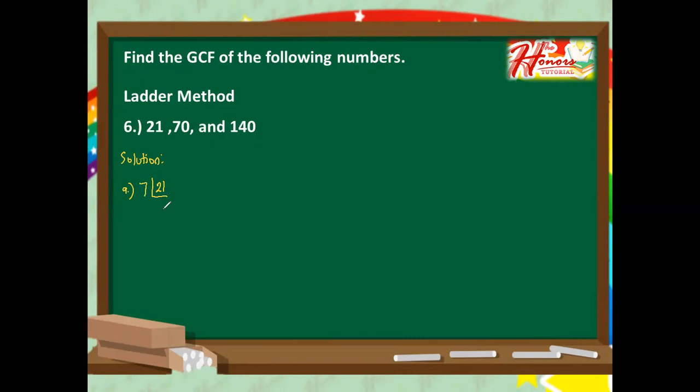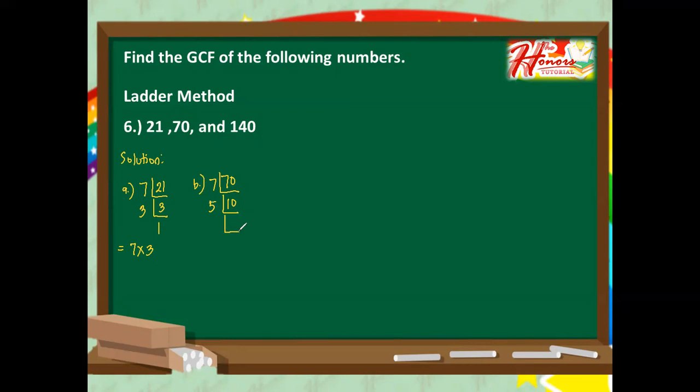We can use 7. 21 divided by 7 is 3. Think of a prime number that can divide 3. That's 3. 3 divided by 3 is 1. So for 21, we have here 7 times 3. Let's have letter B, that is 70. So think of a prime number that can divide 70. We can use 7. 70 divided by 7 is 10. Think of a prime number that can divide 10, that is 5.